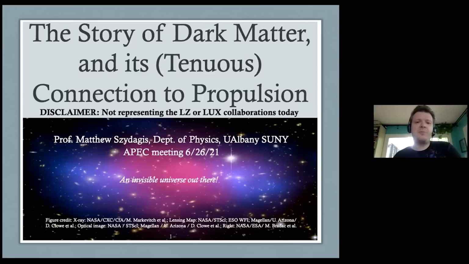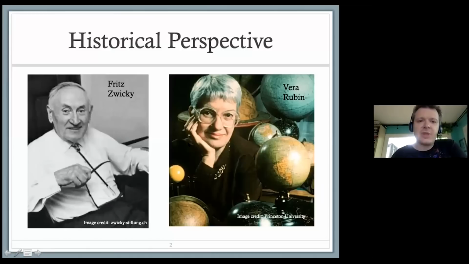So the story begins with an astronomer in the 1930s named Fritz Zwicky. He's a Swiss astronomer there on the left who, studying a galaxy cluster, found that there wasn't sufficient mass within the visible mass of the stars of those galaxies in order to explain why that cluster was stable and not flying apart. And so he's famous for coining the term dark matter.